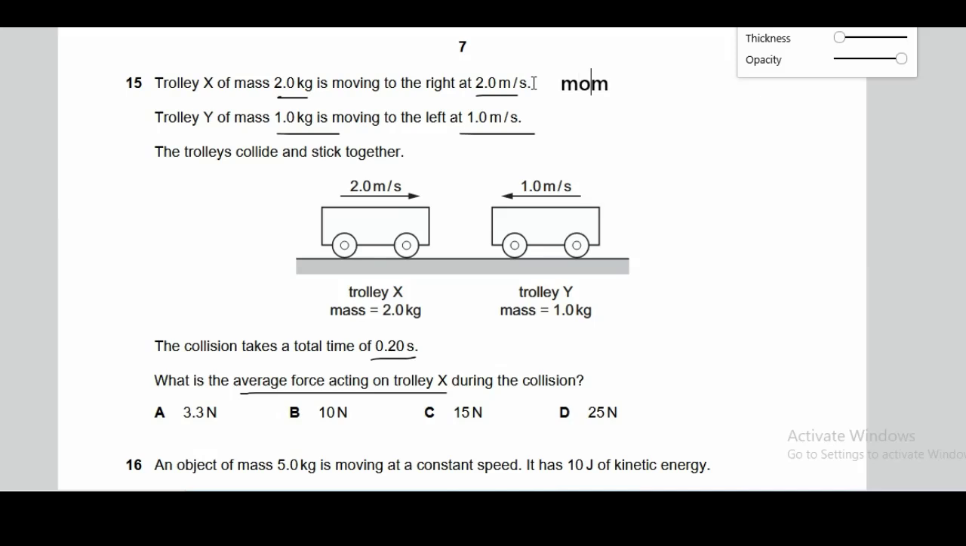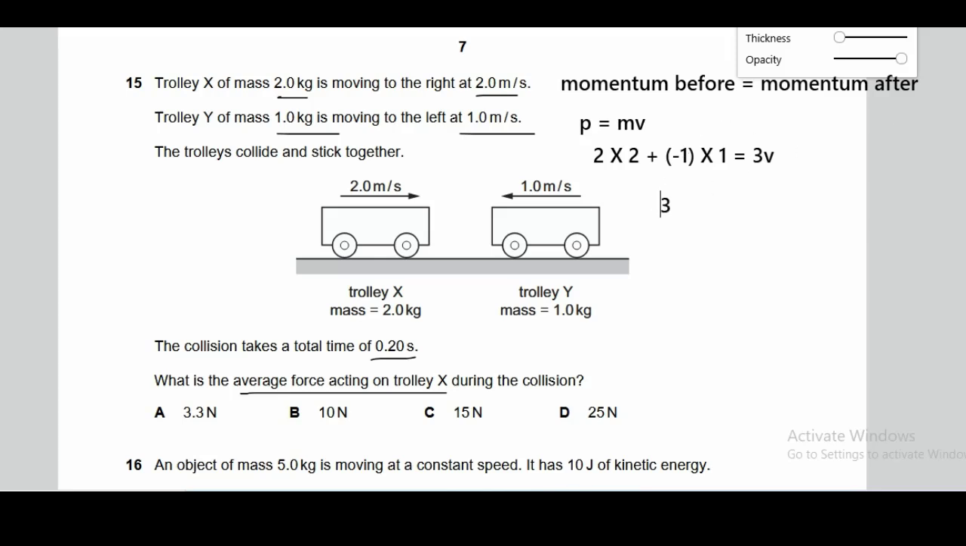The sum of momentum, and the formula for momentum is mass multiplied by velocity. Now the momentum before the collision is 2 multiplied by 2 plus minus 1 multiplied by 1. We are using minus 1 because the trolleys are moving in opposite directions. And since the trolleys are sticking together after the collision, we will consider that both of them are moving at the same velocity. So the momentum after the collision is 3 multiplied by v. When we solve for v, we see that v is equal to 3.